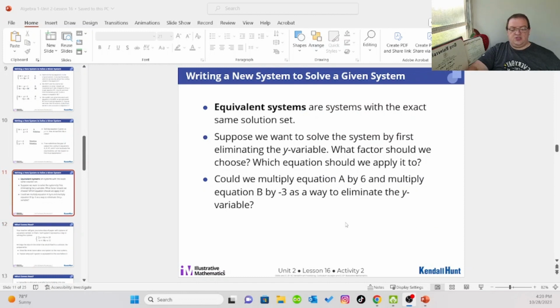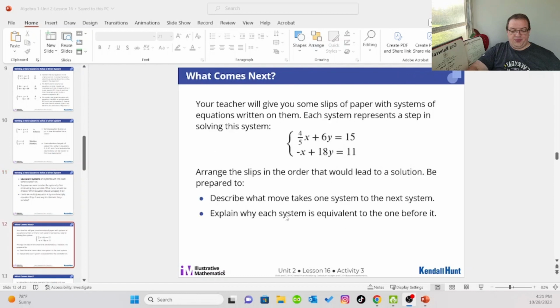Equivalent systems are systems with the exact same solution set. Suppose we want to solve the system by first eliminating the y variable. What factor should we choose? Which equation should we apply it to? Could we multiply equation A by 6 and multiply equation B by -3 as a way to eliminate the y variable?